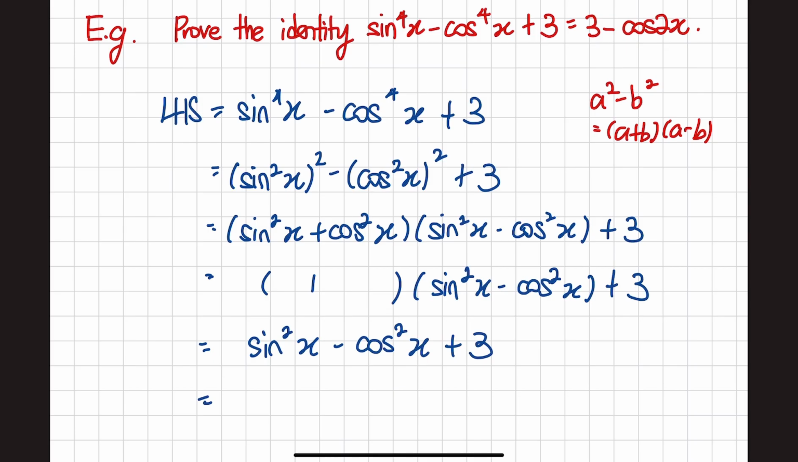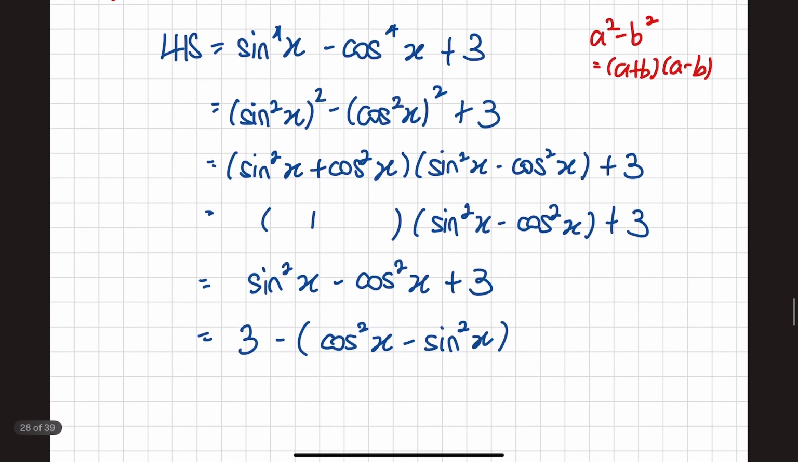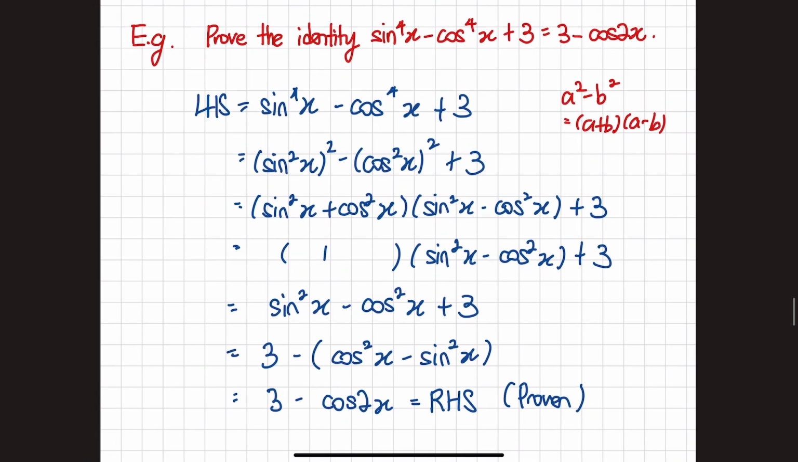So let's rewrite the equation. I put the 3 in front. Then I want to have a minus sign, so I'll factorize out a negative from these two terms. This will become minus, cosine square x minus sine square x. Then if you check your identity list, you'll realize that cosine square x minus sine square x is actually cosine 2x. So I get 3 minus cosine 2x, and therefore this is equal to the right hand side. And done, we have proven this identity.